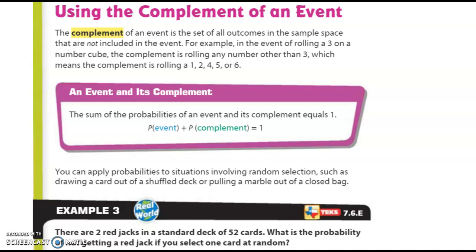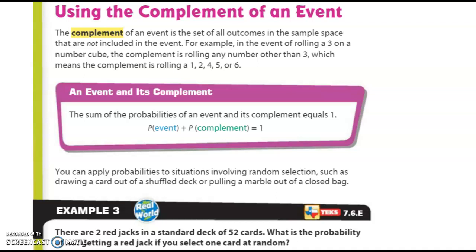Now, the complement is rolling any number other than 3, which means the complement is rolling a 1, 2, 4, 5, or 6. Some of you watching these videos, parents or otherwise, might be thinking, why do we need to verify that? A lot of times, knowing the complement will help you identify the actual probability of the event.